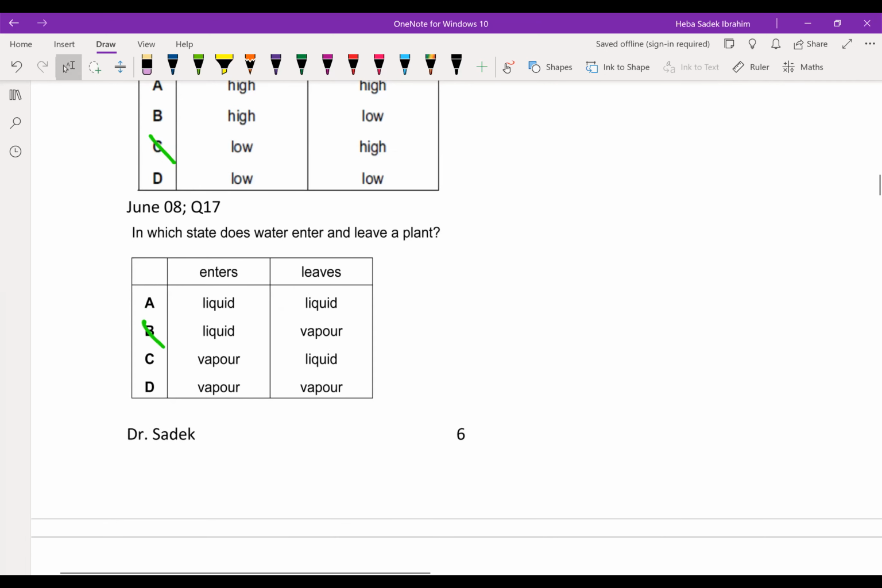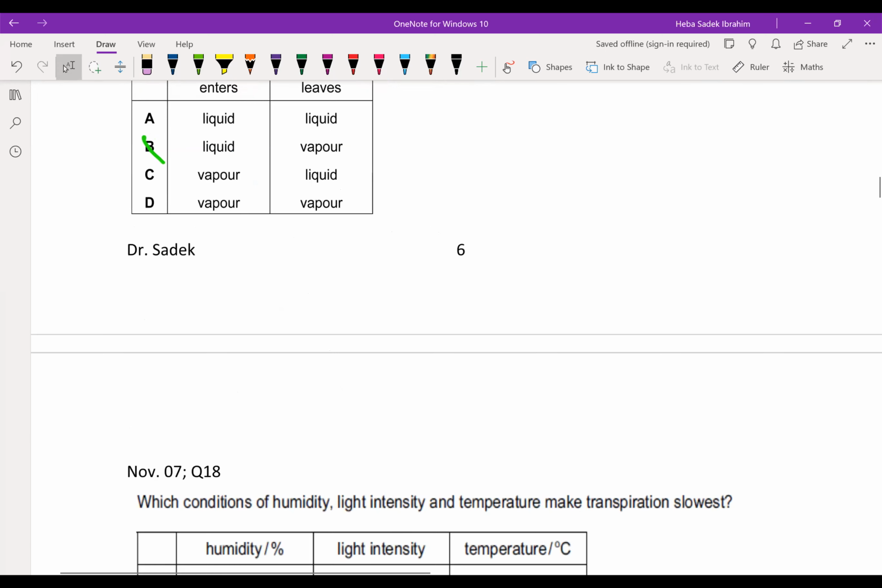In which state does water enter and leave a plant? Of course, water enters as a liquid and leaves the plant as water vapor, like we were looking at a while ago. We were saying that water is evaporating from the surface of the mesophyll cells, and then the water vapor diffuses out of the stomata.